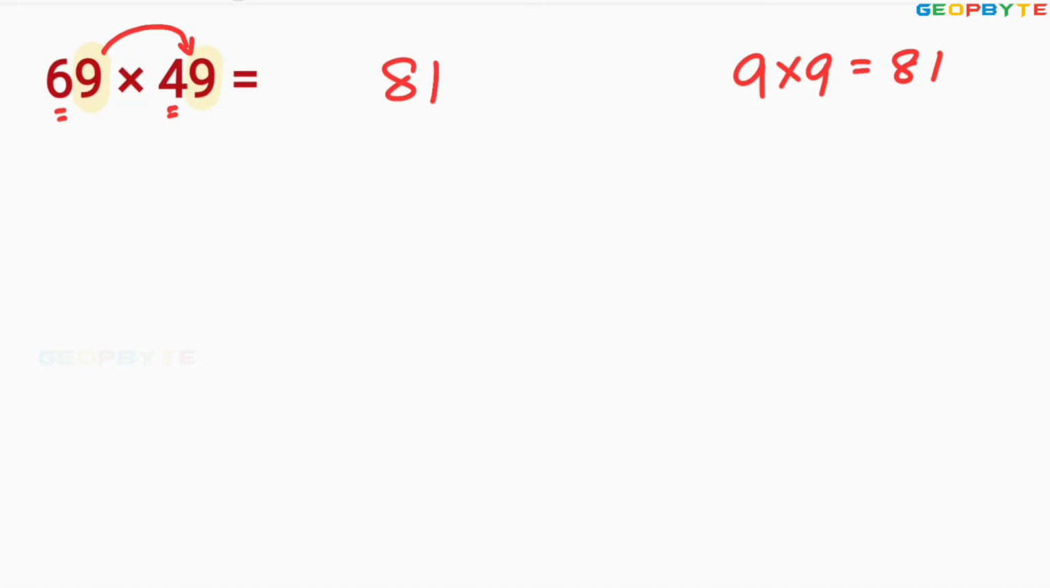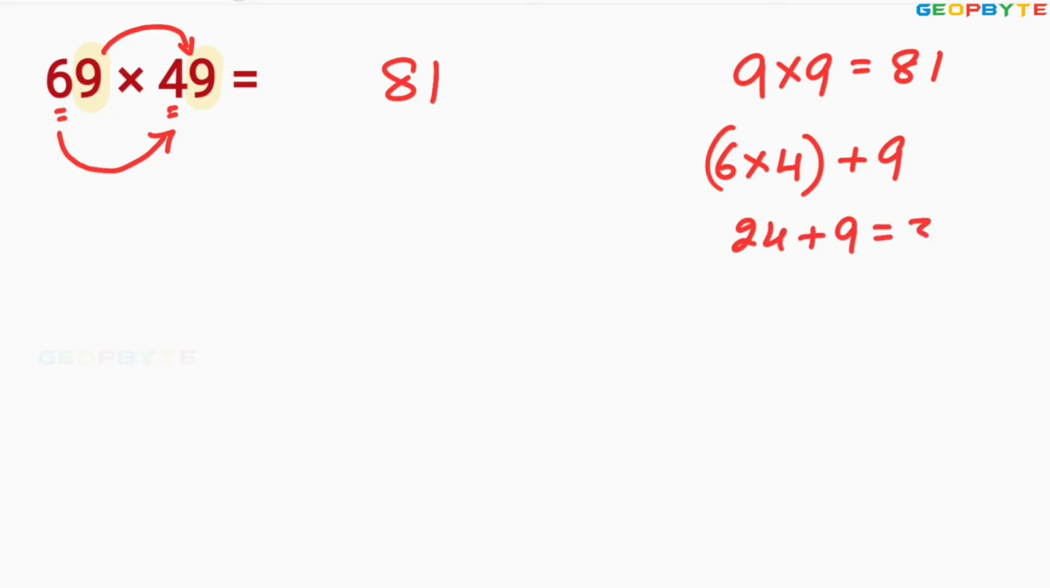Then you multiply the tens place digits. 6 into 4, plus the common number for both numbers, which is 9. Add that 9. 6 into 4, 24, plus 9 is equal to 33. You put that 33 here for getting your answer. Therefore, 69 into 49 equals 3381. I hope you got my point.